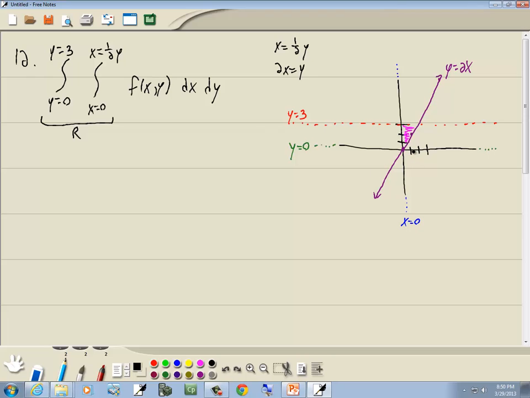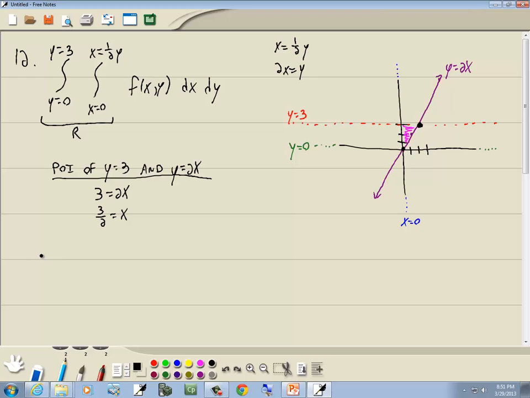Well, in order to figure out what the x values are, we need to find out what this point of intersection is and what this one is. Well, this one's pretty obvious. It's 0. But this one's not so obvious, though you can probably see it. So we're going to find the point of intersection of this red line, which is y is equal to 3, and this purple line, which is y is equal to 2x. Well, if they're both solved for y, if I just equate them, I get 3 is equal to 2x. Divide both sides by 2. And we got x is equal to 3/2.